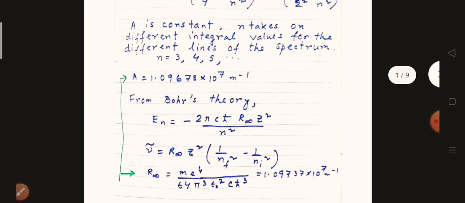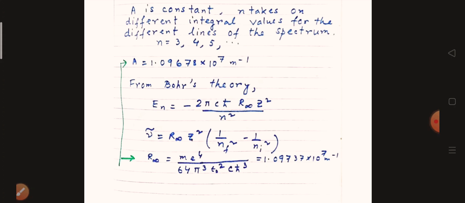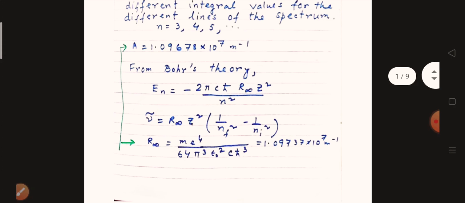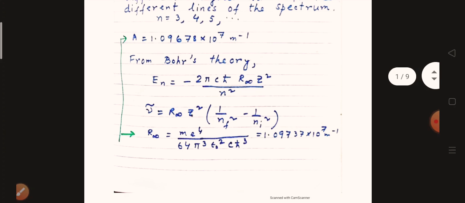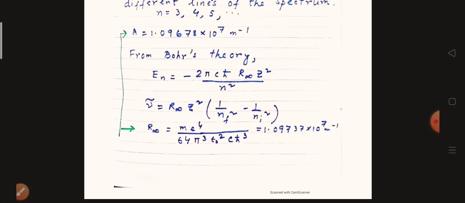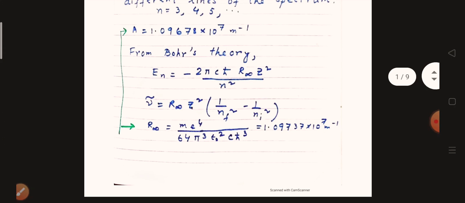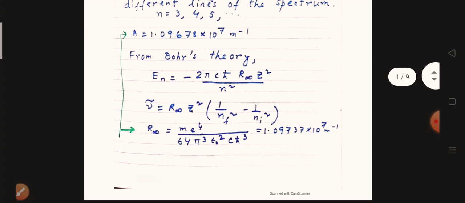Now from the Bohr theory we get that the energy level of the hydrogen atom, En, is minus 2 pi c h cross R infinite Z square by n square. R infinite is the infinite Rydberg constant, assuming that the nucleus is infinitely heavy and at rest. Now Bohr's theory gave us the value of nu bar as R infinite into Z square into 1 by nf square minus 1 by ni square, where R infinite from the calculation is 1.09737 into 10 to the power 7 meter inverse.